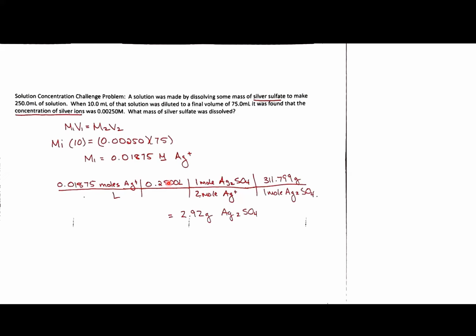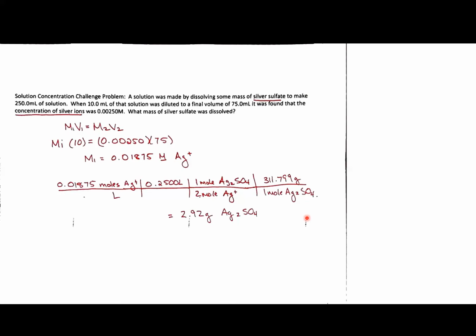Okay, I'm sorry, this number here, 250 mils of solution. 10 mils of that solution was diluted to a final volume of 75 mils, and that resulted in a solution that had a 0.00250 molar concentration of silver. Okay. As long as you can keep track of your units, this isn't that hard. But it's the keeping track of your units and trying to get out what you're asked. That's the tricky part. But practice makes perfect.